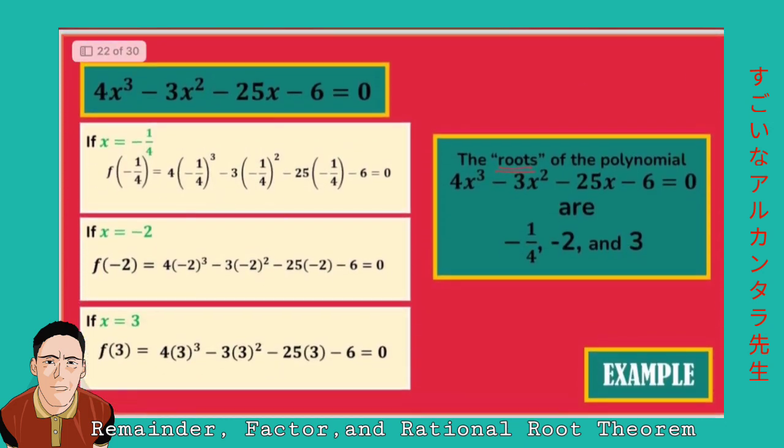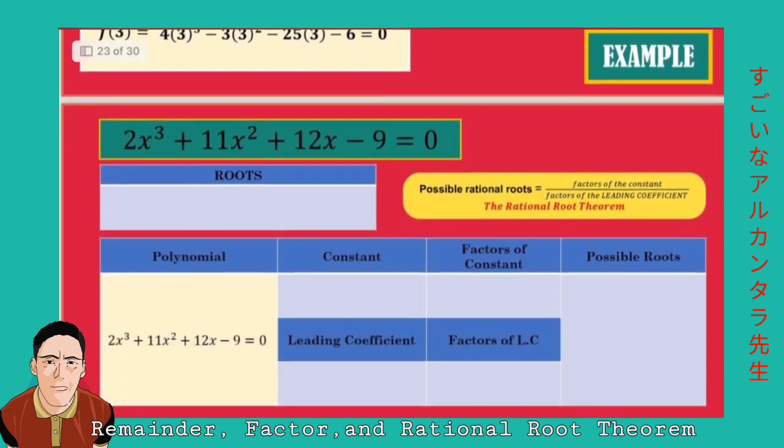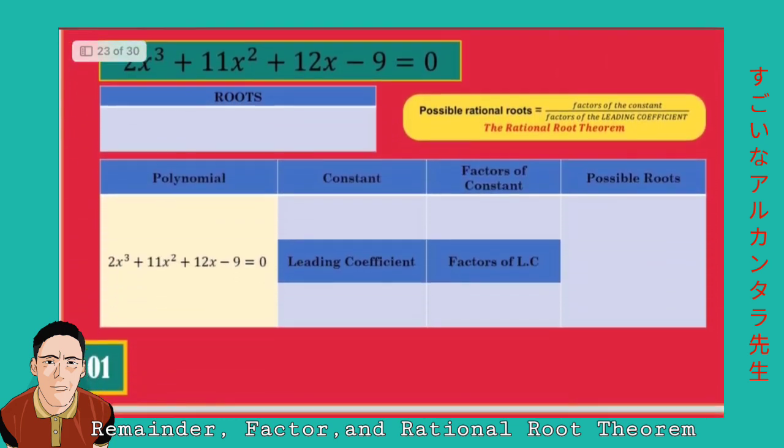Okay? So to continue with this one, let's say that we have now 2x cubed plus 11x squared plus 12x minus 9. First, we identify our constant being negative 9. So we write negative 9 here. Then our leading coefficient being positive 2. What I want you to understand here, class, is that when we're dealing with factors, immediately go with positive, negative. The first one you can think of is always 1.